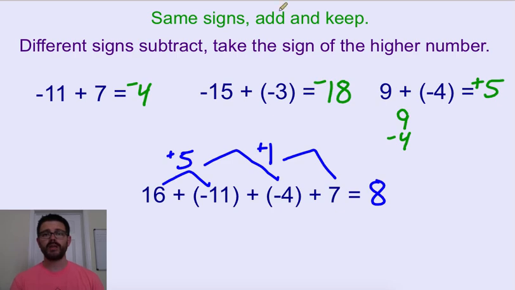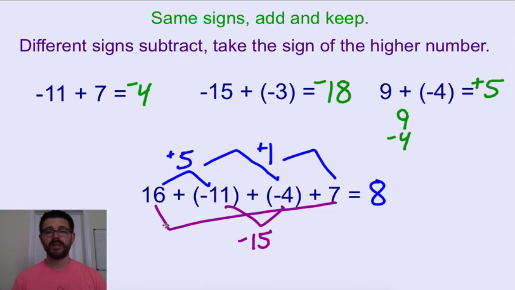For some of you, you might tackle this one differently. Some people like to add all the negatives together. Same signs, add and keep. 11 and 4 is 15, keep the sign. 16 and 7, same signs, so add them together. 16 and 7 is 23. And then come back and add them when you're done.